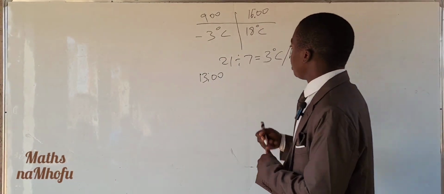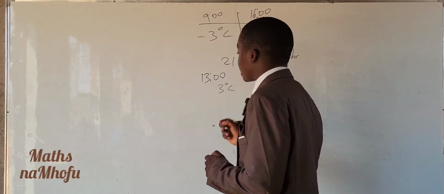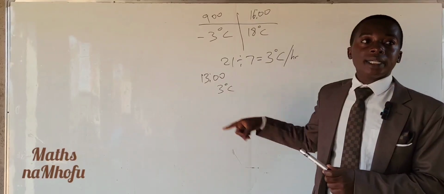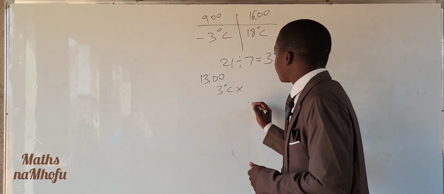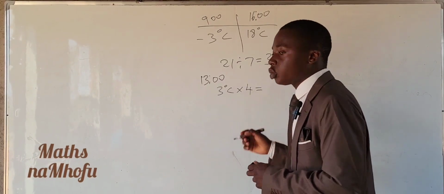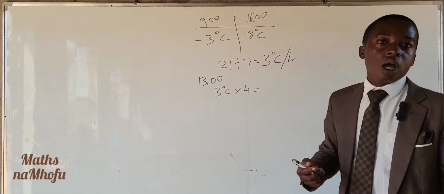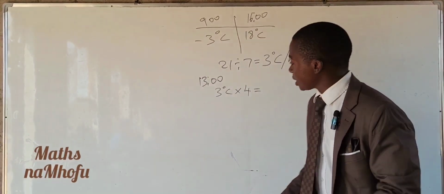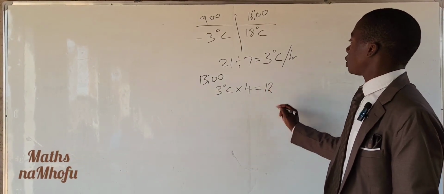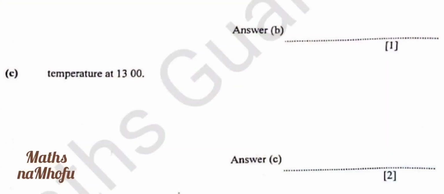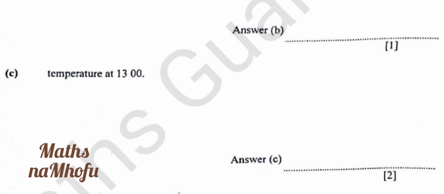Then we say, this is 3 degrees Celsius, because it was changing with this per hour, right? We multiply this by what? By 4. And what do we get? 3 by 4. Simple multiplication table. That's a 12, right? So 12 degrees Celsius. Now, we want to know at 1 o'clock, what was the temperature?